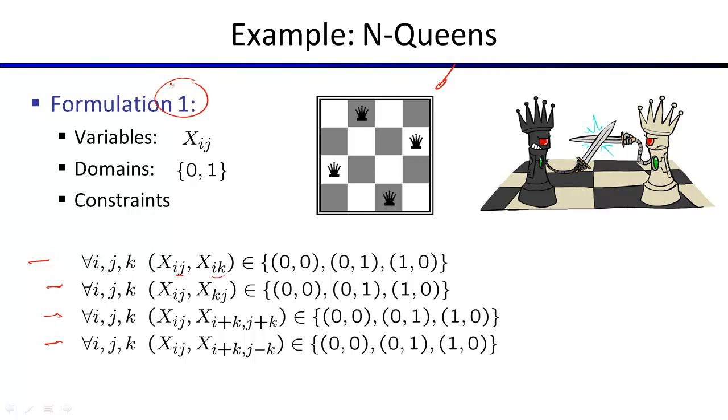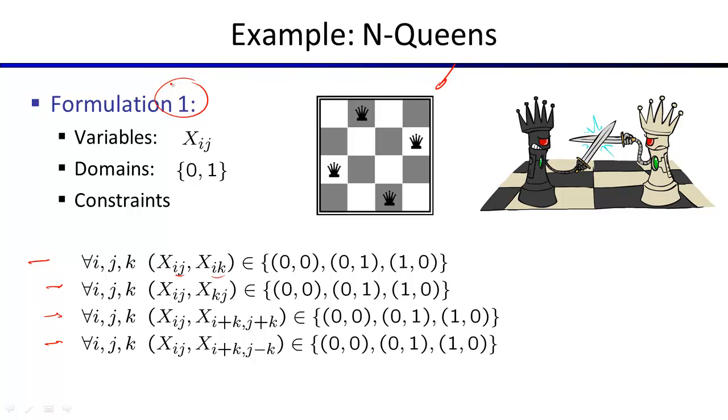At this point, are we done? If we were to feed this into our CSP solver, which we don't know yet how to build, let's assume somebody gave us a CSP solver. We feed in the variables, the domains, the constraints in explicit form. Is this going to work?